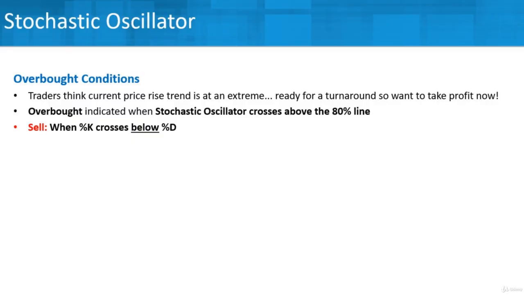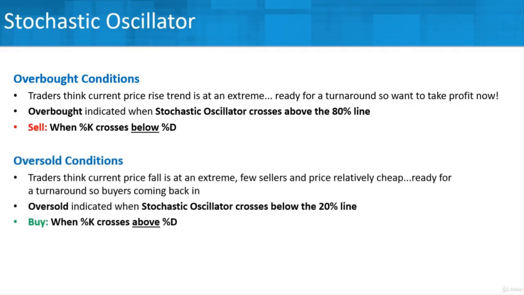An oversold condition is when traders think the current price fall is an extreme. It's gone way down in price. There are few sellers, the price is relatively cheap, and it's ready for a turnaround. We're thinking buyers are going to start coming back in. And how we see this with a stochastic oscillator indicator is that an oversold is going to be indicated when the stochastic oscillator, the percentage K, is below the 20% line.